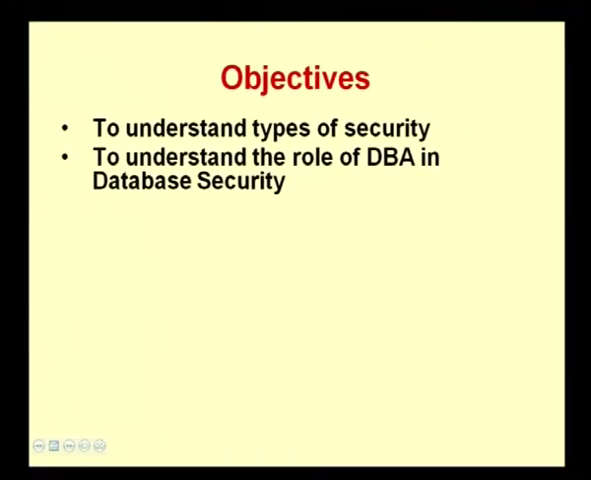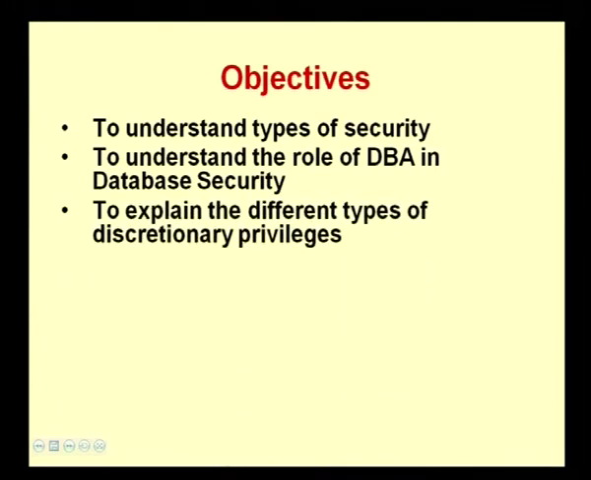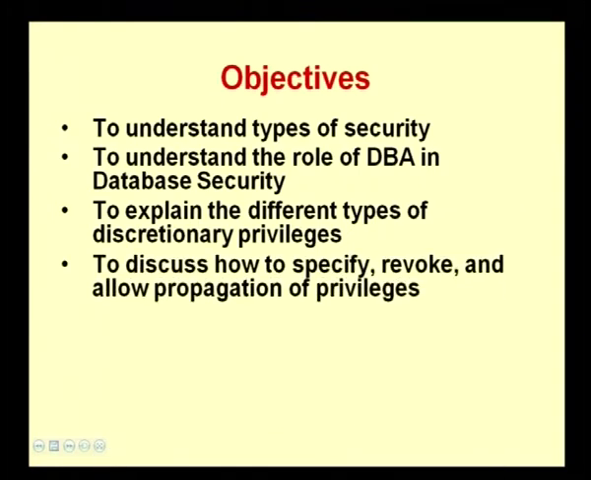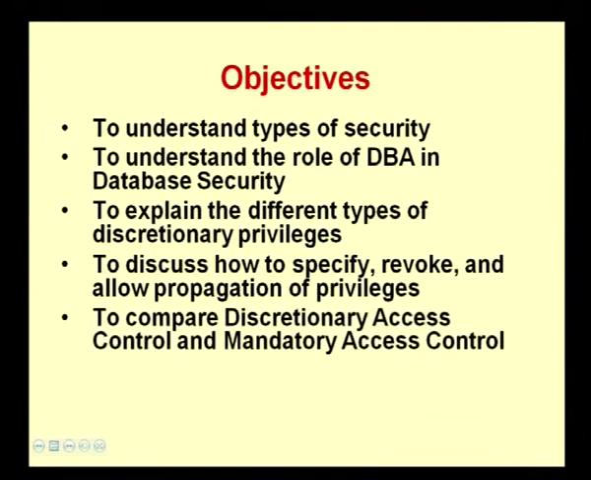Welcome to the UGC lecture series. In this lecture, we will be talking about certain issues associated with database security and also database authorization. So, the objectives of this lecture are to understand the types of security, to understand the role of the DBA in database security, to explain the different types of discretionary privileges, to discuss how to specify, revoke and allow propagation of privileges, to compare discretionary access control and mandatory access control, and to understand a little bit about other security issues like encryption.